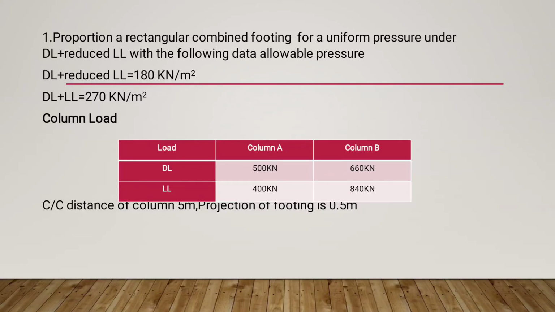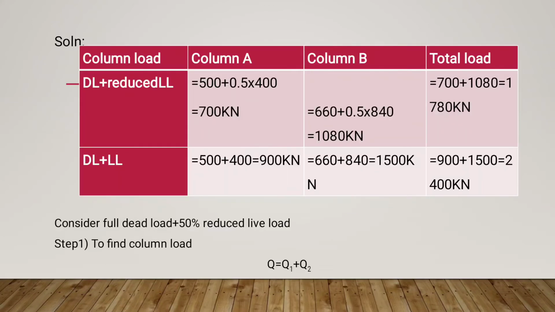Column A is 500 and live load is 400. In column B, dead load is 660 and live load is 840. And center to center distance of the column is given as 5 meter and projection of footing is 0.5 meter. So first step is to determine the column load.